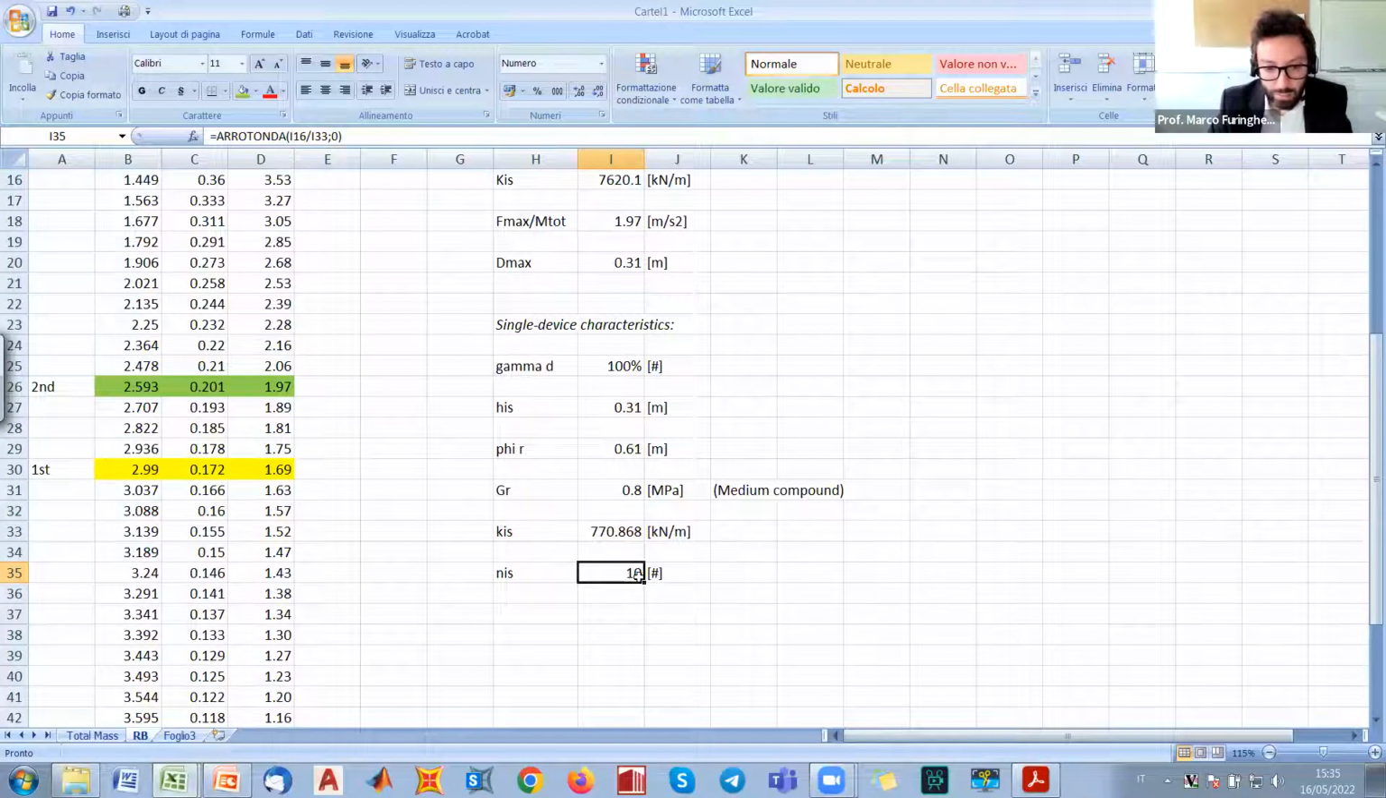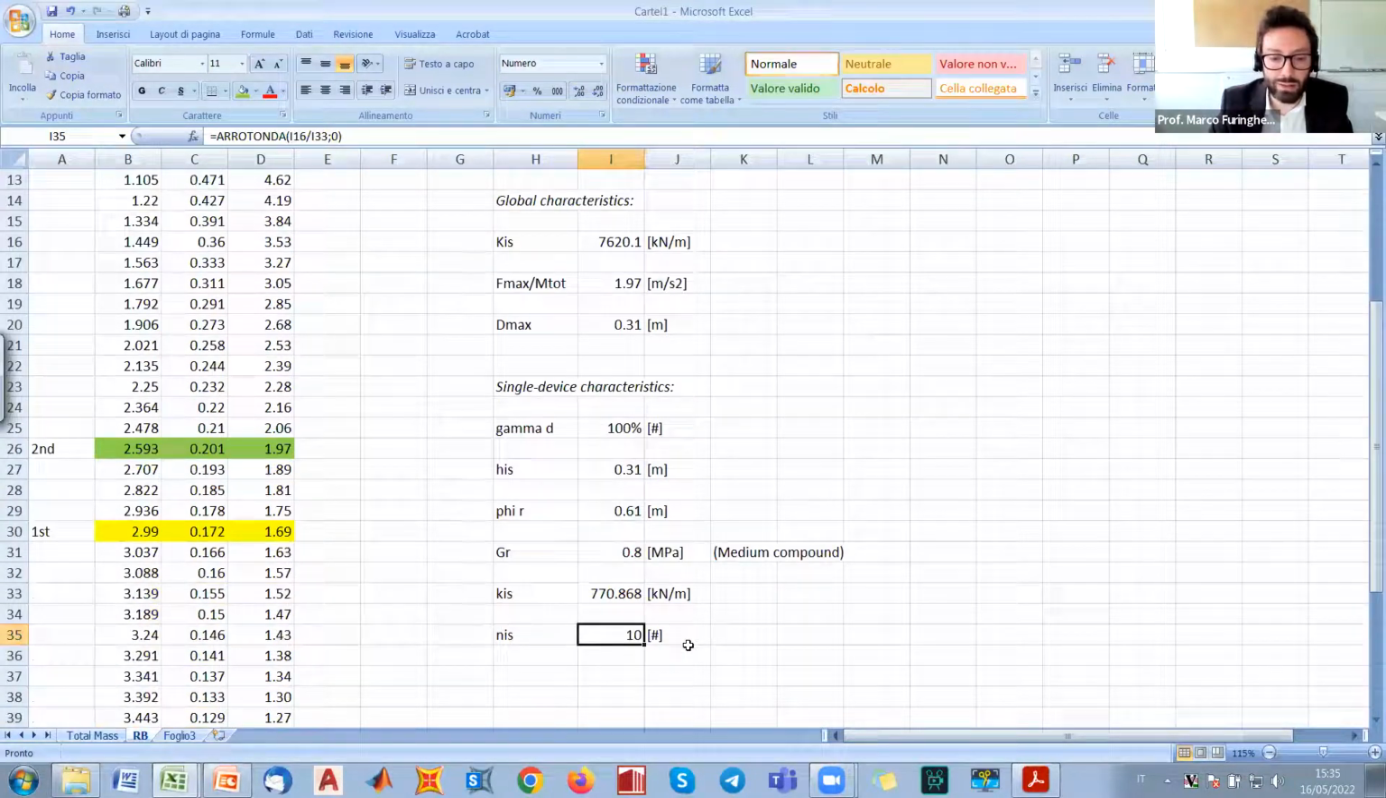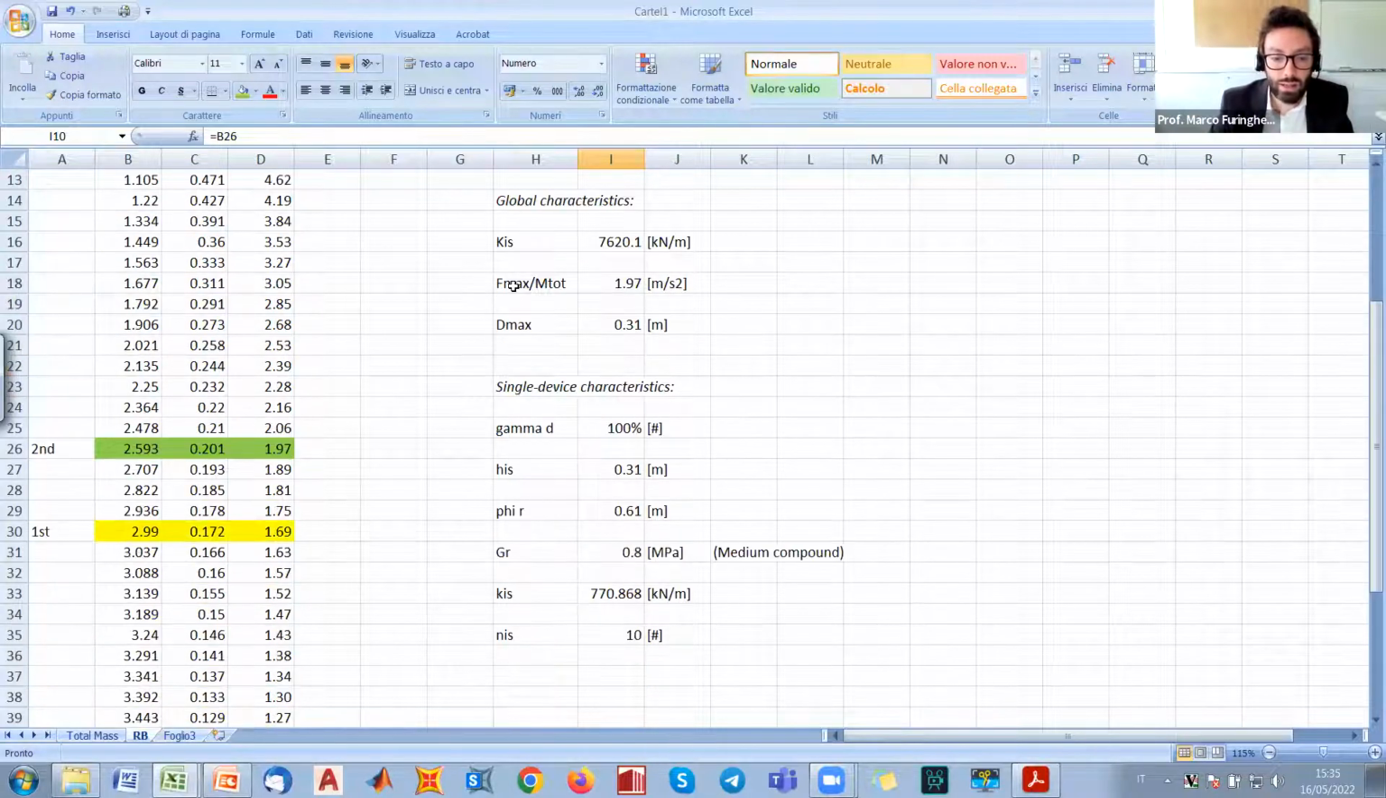Okay, so maybe the best solution for this increasing value would be again to increase a little bit in order to come up with 12 isolation devices. But pay attention that in order to increase from 10 to 12, we have to lower again the isolation period, and then maybe you get too close to the minimum isolation period. Okay, so I think that the best solution will be actually what we computed before. So we assume 1 as a shear modulus as medium compound. So we come up with 8 isolators.